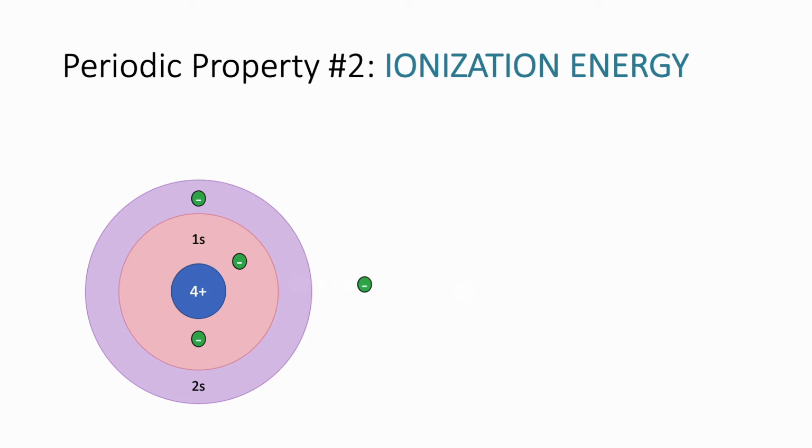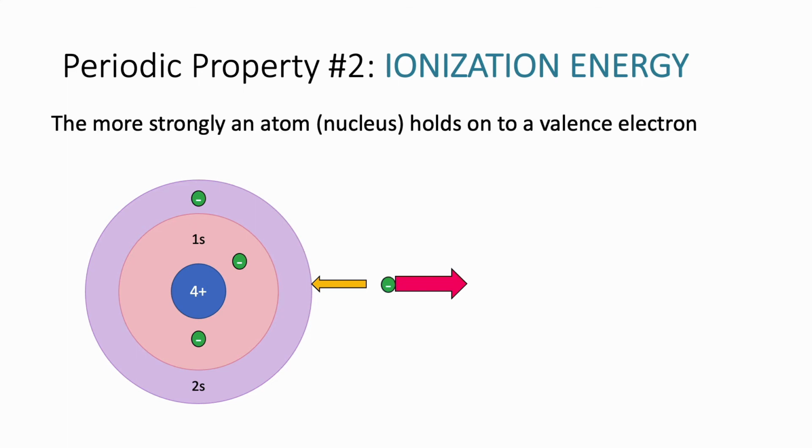When you try taking an electron off, the nucleus is going to pull that electron back towards it. So if you want to completely remove the electron from the nucleus, you're going to have to pull with a force that is greater than the force that's holding the electron to the nucleus. So the more strongly that nucleus is holding on to the valence electron, the higher the ionization energy is going to be. And so if you think about it, this is going to work like all other periodic properties where we have to think about that force between the electron and the nucleus.